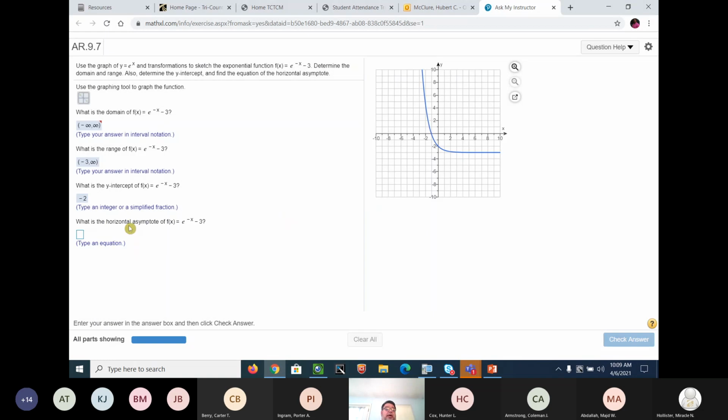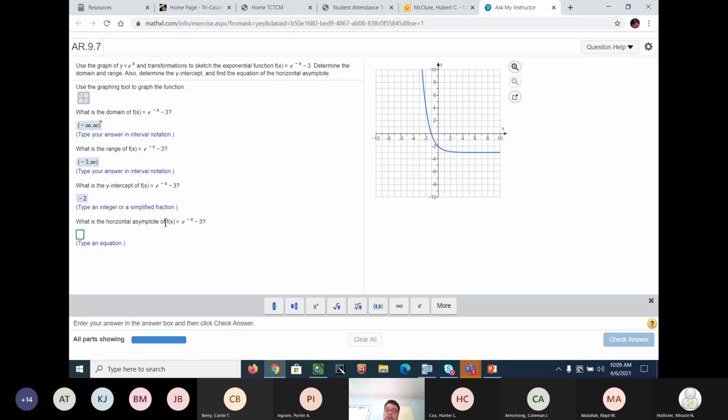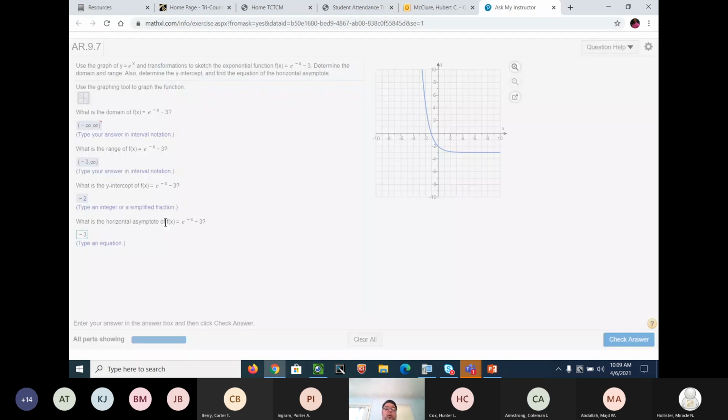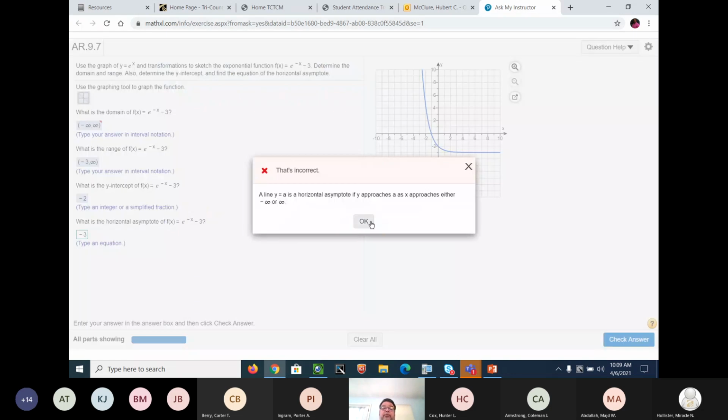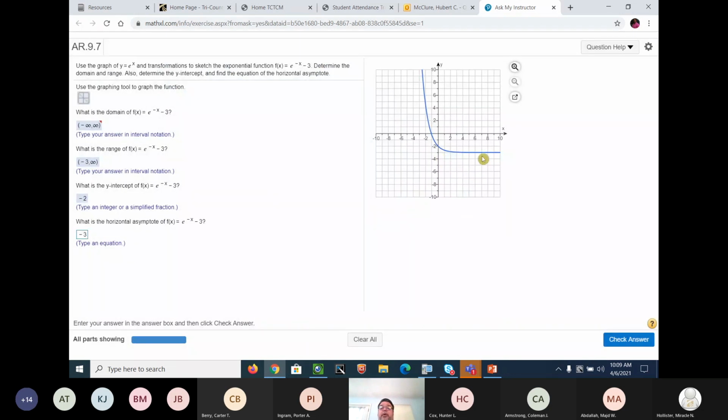What is the horizontal asymptote? Well, it looks like -3 is the horizontal asymptote. Okay, I guess it's not. Horizontal asymptote looks like -3. Well, let's see, you gotta do -3. You gotta do y equals -3.